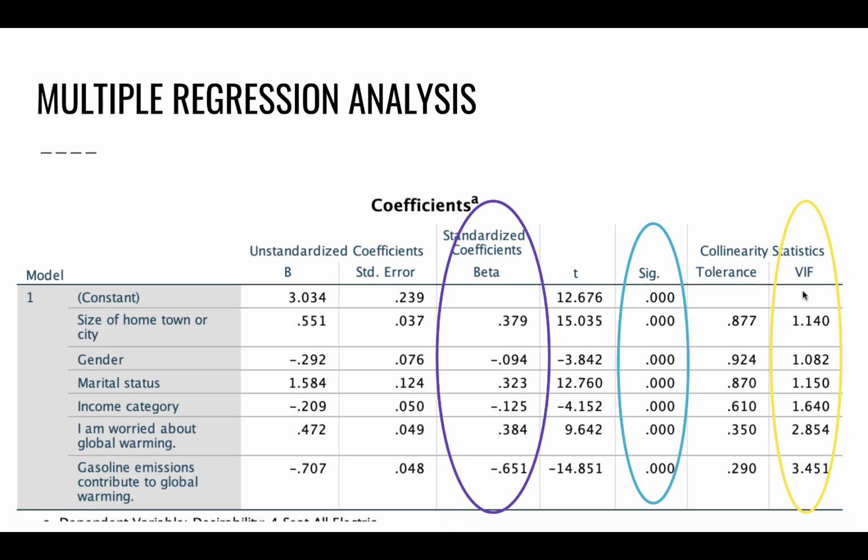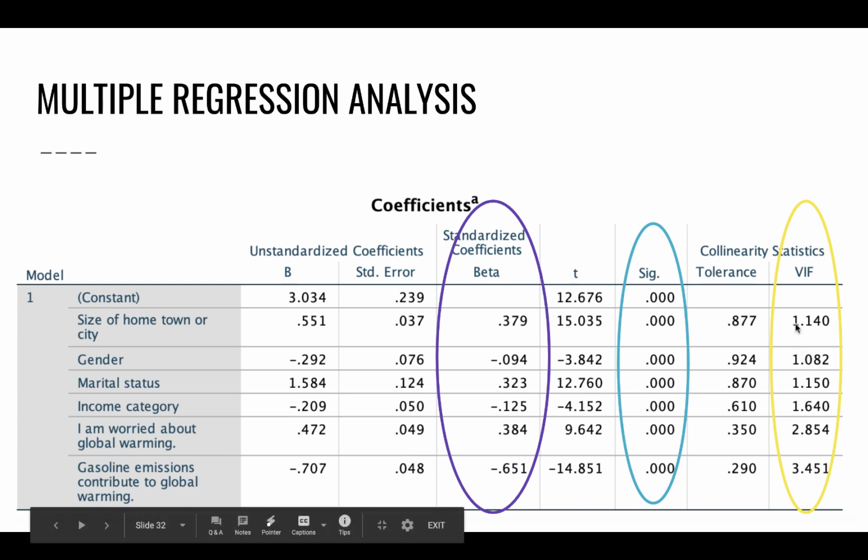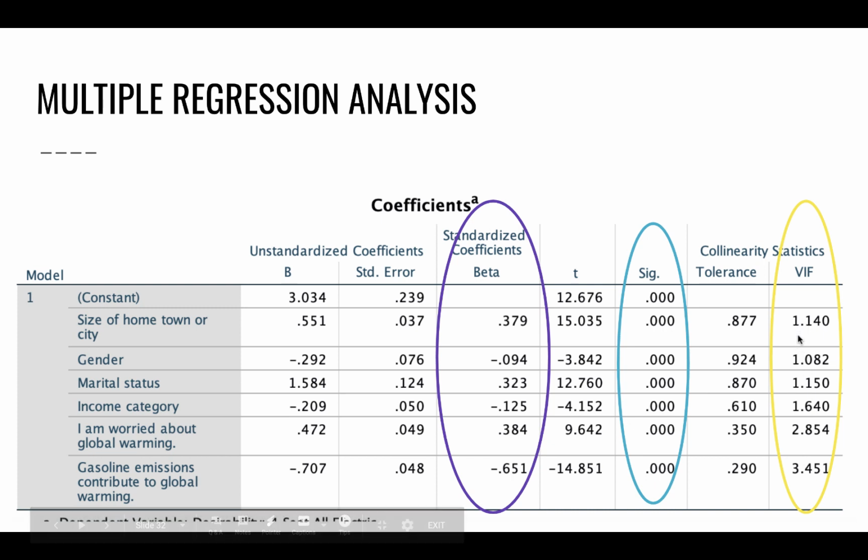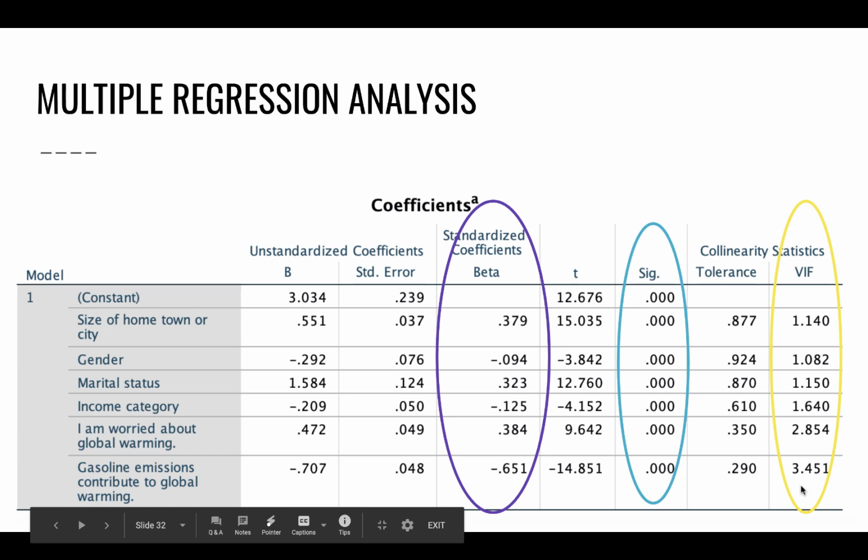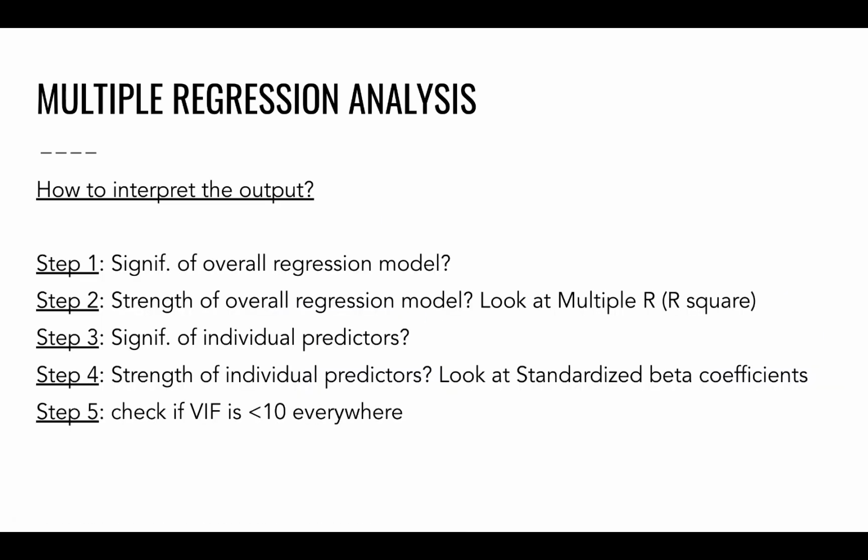Now, the last thing we didn't look at is your variance inflation factor. So the variance inflation factor is all below 10 right here. So none of these variables has any multicollinearity. So that's good. So how do you interpret a regression analysis output?